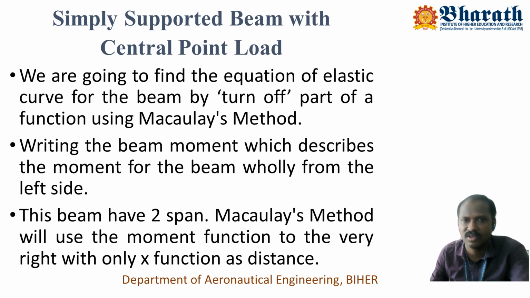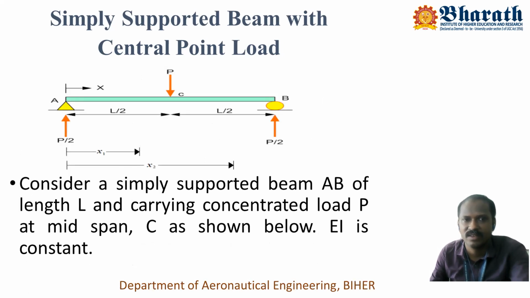Before that, we are going to write the beam moment, which describes the moment for the beam only from the left side. So we always start our Macaulay's method by taking reference from the left side. In this particular beam, there are two spans. We have to find the moment function only at the rightmost end, with x as the distance. This we have discussed earlier. Here you can see a simply supported beam having two spans. That is, AC is one span and CB is another span.